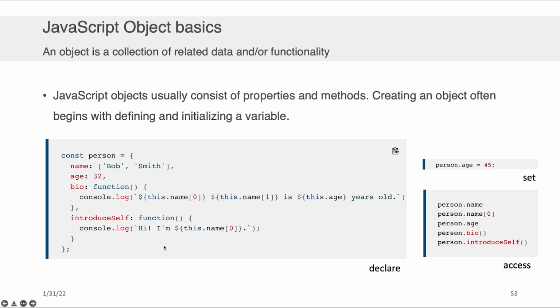Now, I can access either the properties, like I'm showing here on the bottom right, or the methods, like I'm showing here on the bottom right, by using dot notation. And I can set attributes, properties. You can also set methods, although that's a little less common, using dot notation as well.